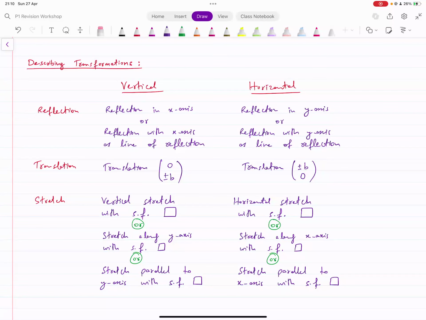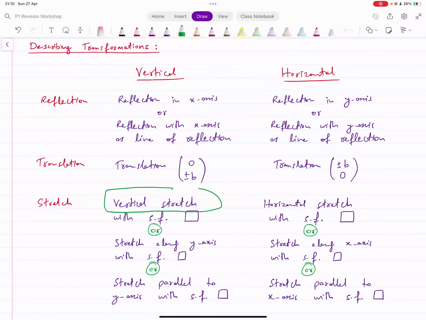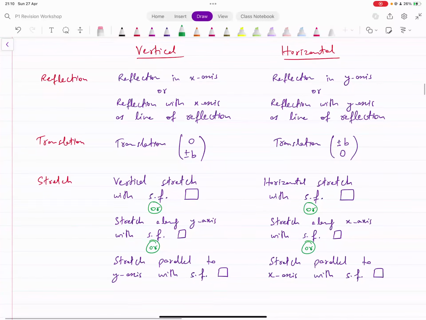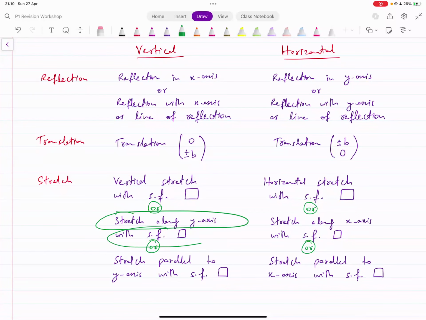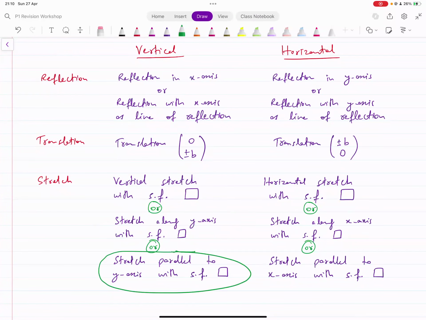For stretch, you always describe it like this. If it's a vertical stretch, you say it's a vertical stretch with scale factor something. If it's a horizontal stretch, you say horizontal stretch with some scale factor. Another way to describe this is you say for vertical stretch, it's a stretch along x-axis, with that scale factor, and similarly for the horizontal stretch. Or you can say stretch parallel to y-axis for vertical and stretch parallel to x-axis for horizontal. These are the only three descriptions that you can have for stretch.